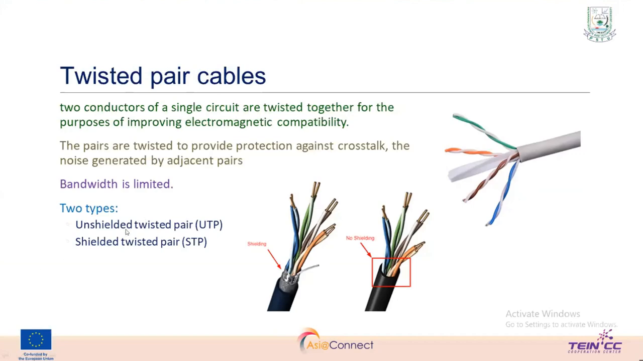There are two types of twisted pair cables. One is unshielded twisted pair and the other is shielded twisted pair. In shielded twisted pair, there is a metallic foil by which we wrap the twisted pairs, so it's called shielded twisted pair. It provides extra protection for the cable.